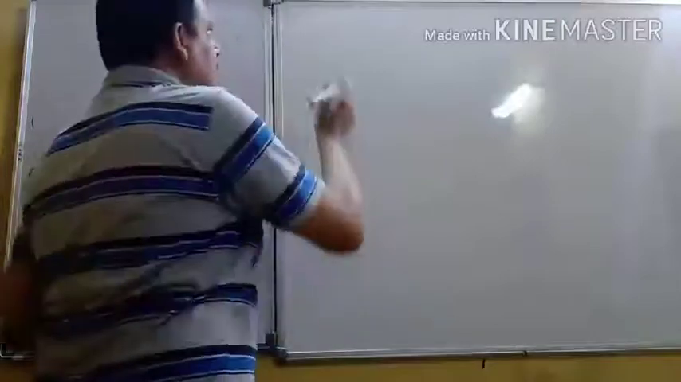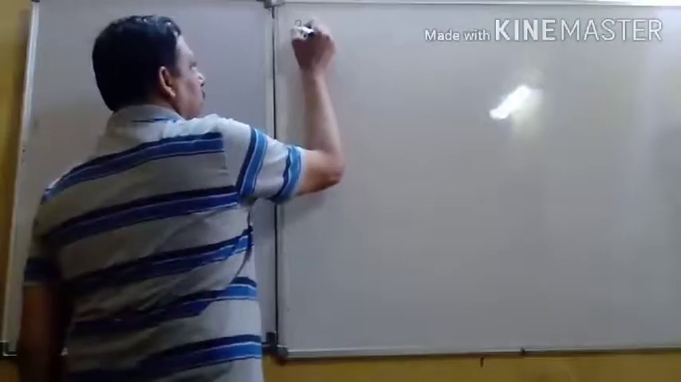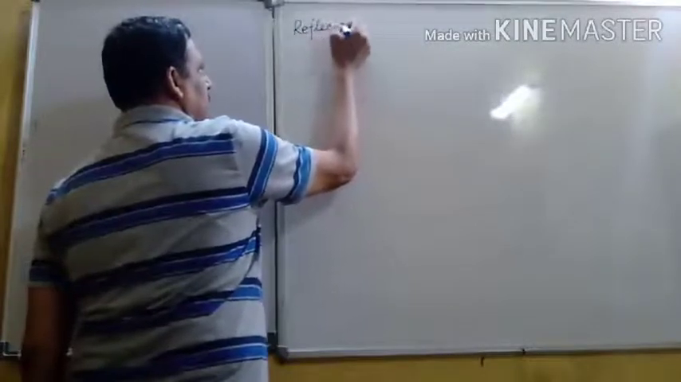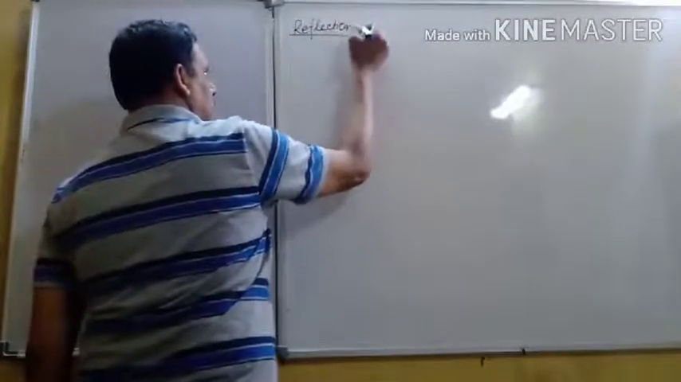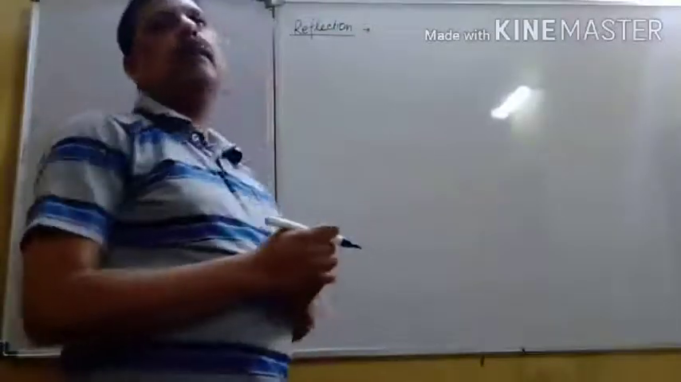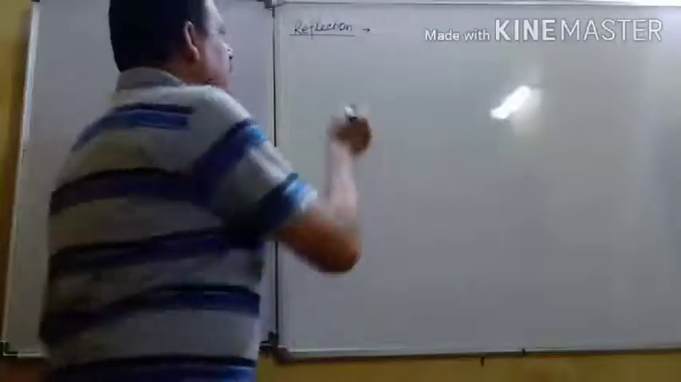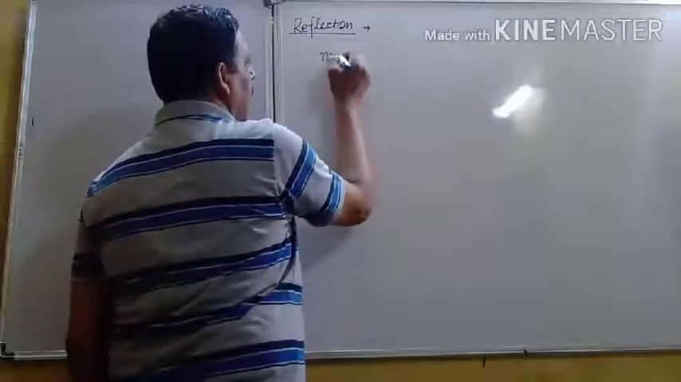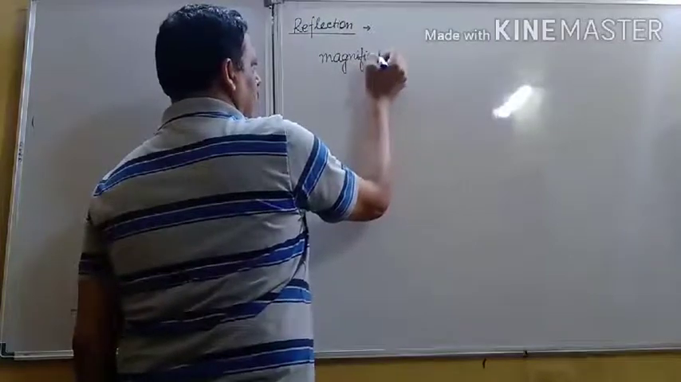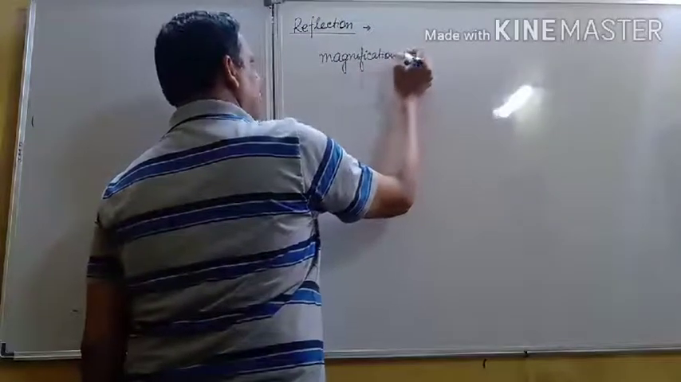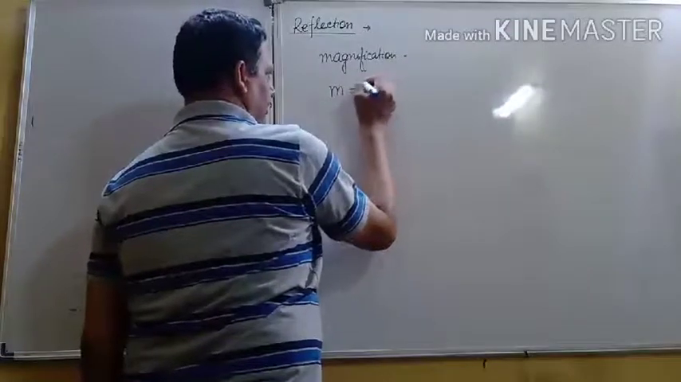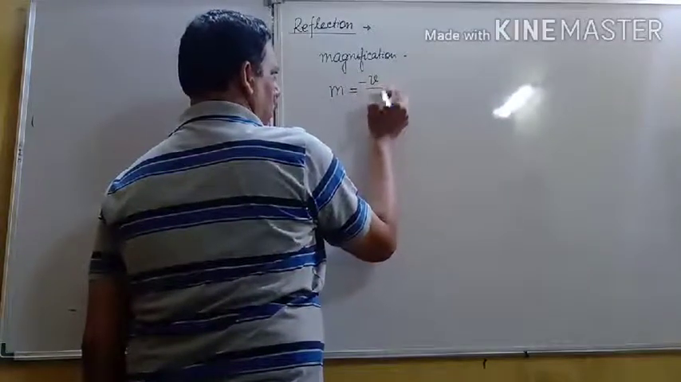Today's lecture, we have talked about something about reflection. In reflection, we have taken the topic of linear magnification. So we will talk something about this. We represent it as m equals minus v upon u.